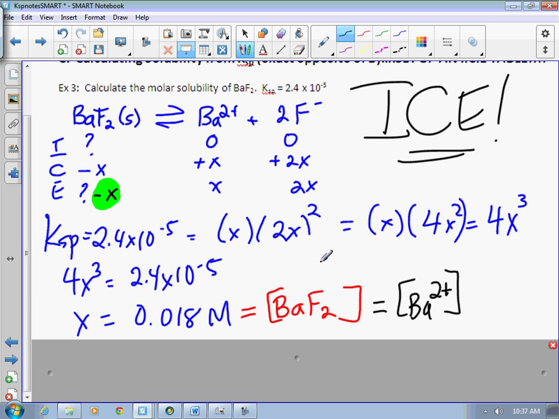So there you go. That's how you can go from KSP to actually figure out how much of the substance is actually soluble. And then could you easily take this to gram solubility if you needed to by using the molar mass of barium fluoride? I hope so. What else we got here?